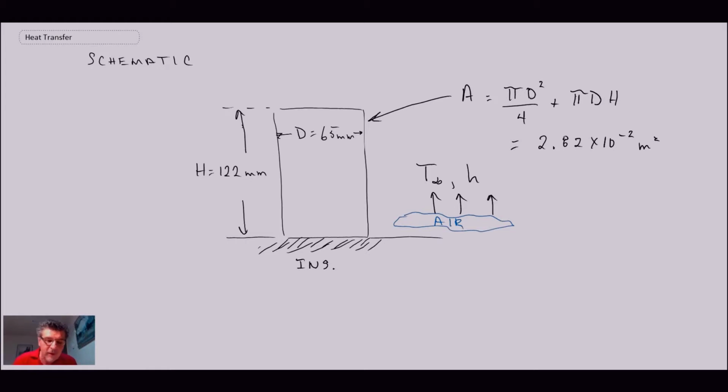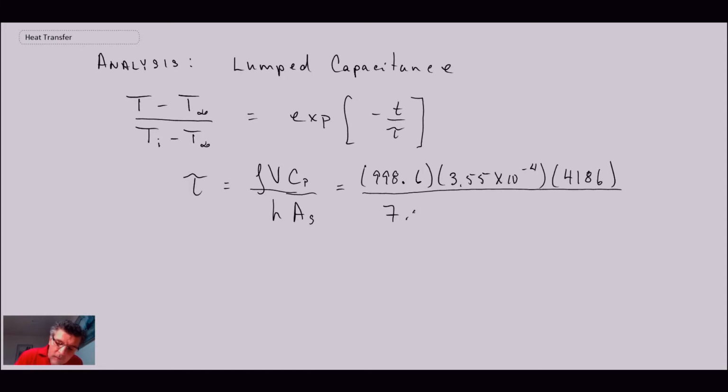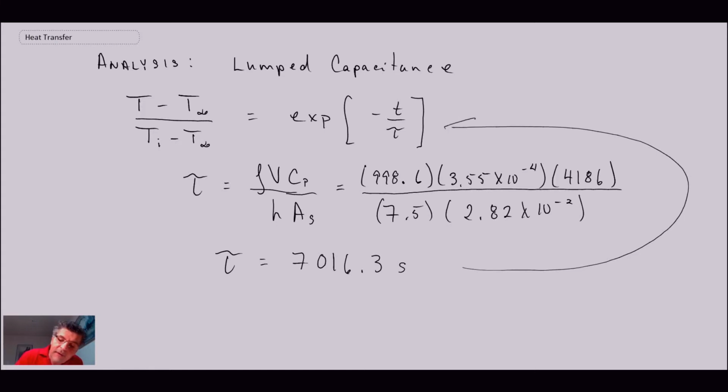We're going to use the lumped capacitance technique to analyze the problem. So let's go forward and do that, writing out the equation for lumped capacitance and the expression for the thermal time constant. Now I'm going to plug in all of the values. We know everything and we can evaluate the thermal time constant. When we do that, we get the thermal time constant to be 7,016.3 seconds.